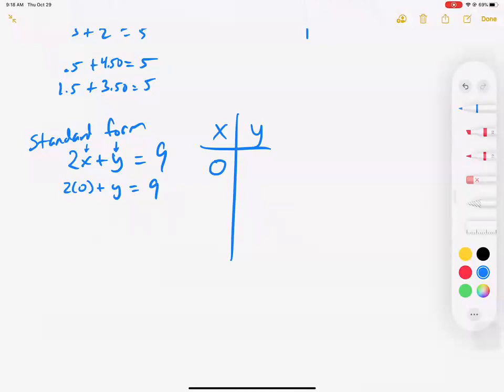If x was 0, 2 times 0 is 0, so isn't it kind of gone? So what does y have to be? Thank you. Y has to be 9. It has to pick up all the slack. Good job. It has to pick up all the work.